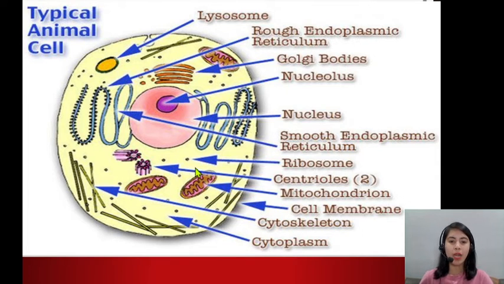Next is the ribosome. So, itong mga maliliit na bilog, mga circles na to na nakapalibot sa buong animal cell is the ribosome. Next, we have the centrioles. Okay, so itong dalawang to na parang flower shape is the centrioles.